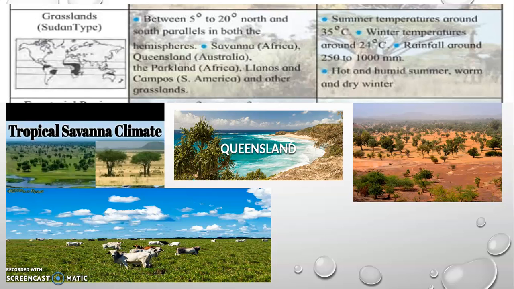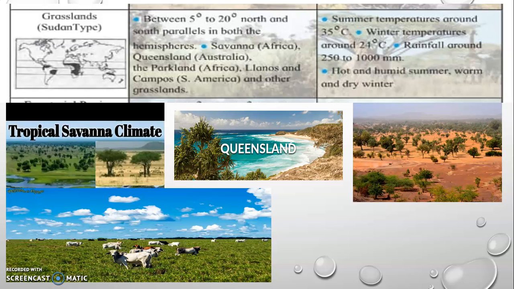About the temperature and the climatic condition, summer temperatures are around 35 degrees Celsius. That means it is a nice summer season, heat is there. Winter is also there, around 24 degrees Celsius. Rainfall is around 250 to 1000 millimeters, so that is also a good amount of rainfall it receives. The climatic condition over here is hot and humid summer, warm and dry winter, which are very nice for natural vegetation also.